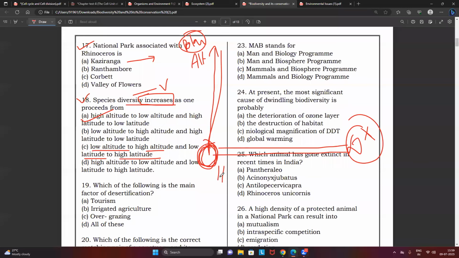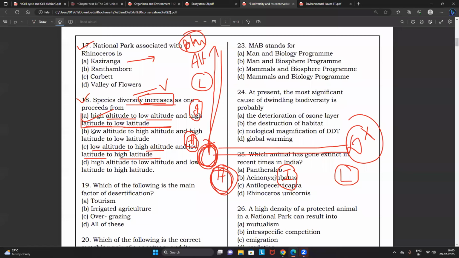This is called the high altitude region. Yes or no? This is called the intermediate altitude region. This is called the low altitude region. Consider, now, this is the high altitude, intermediate altitude, and low altitude. Yes or no, friends? Then where will the increasing level start? Increasing level will start from the high. Undoubtedly true. Since they're asking the increasing level, obviously option A: high altitude to low altitude, high latitude to low latitude.